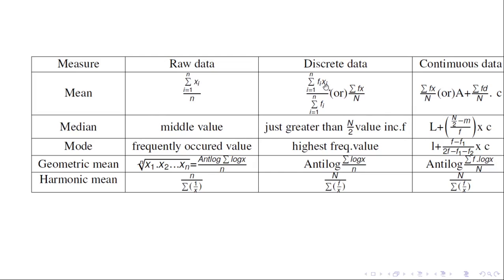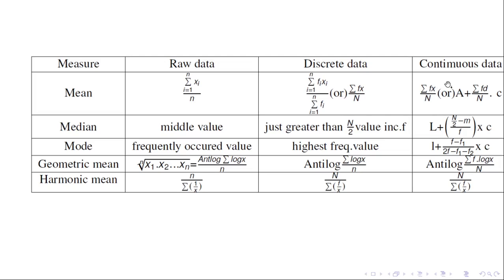There are 3 types of data. This is raw data. This is discrete frequency data. This is continuous data. In case of raw data, this is the formula to calculate mean: sum of observations by number of observations. In discrete data, the frequency enters: sigma fx by sigma f, or sigma fx by n. Here sigma f, the total frequency, is denoted as capital N. Here x is the value of the variable.